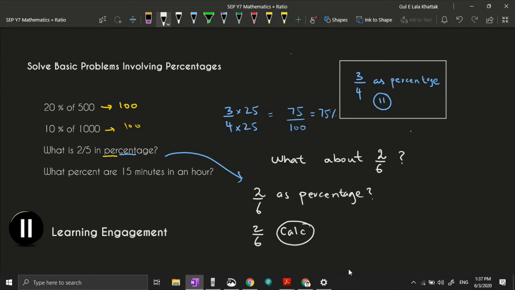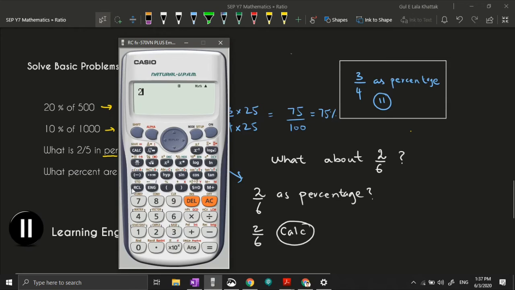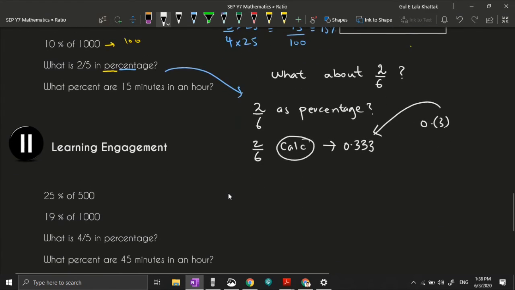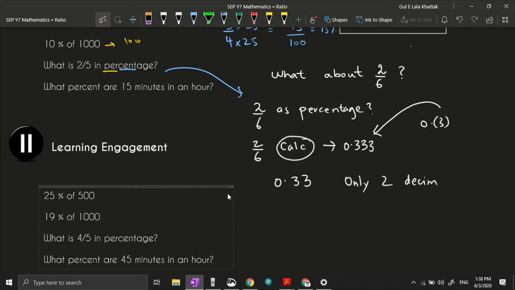We shall use a calculator. We put 2 by 6 in a calculator and we get 1 by 3, which is equal to 0.333. The bracket around 3 means that 3 is repeating itself. We shall only take the answer to 2 decimal places, that is 0.33.